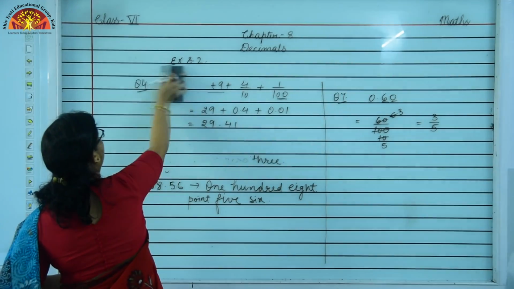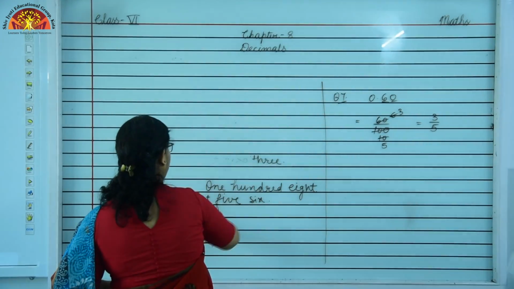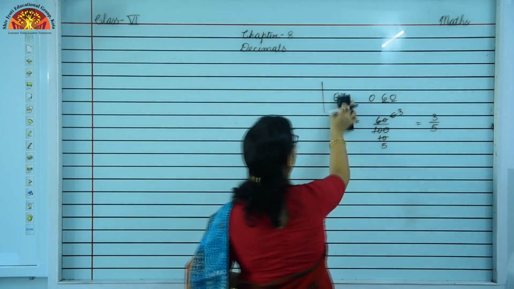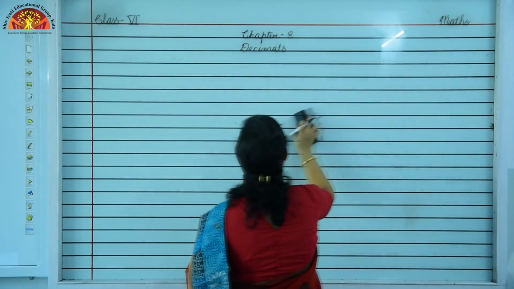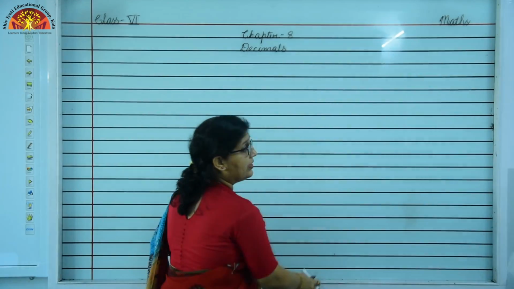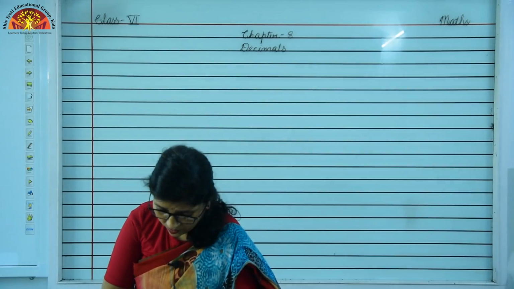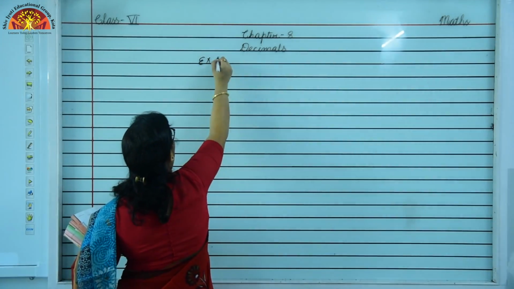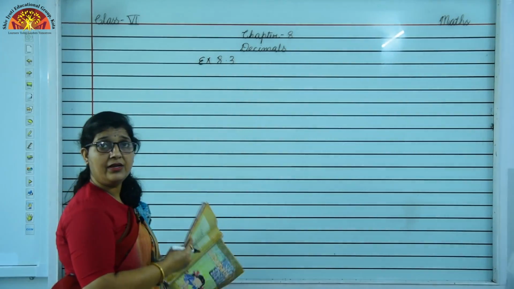Now students, next topic is comparing decimals. How we compare decimals? Students, the process is same. To compare the numbers, first we compare their whole part. If whole part is same, then we compare their 10th place, then 100th place, then 1000th place. Now we take question from exercise 8.3 to understand this, how we compare the numbers.